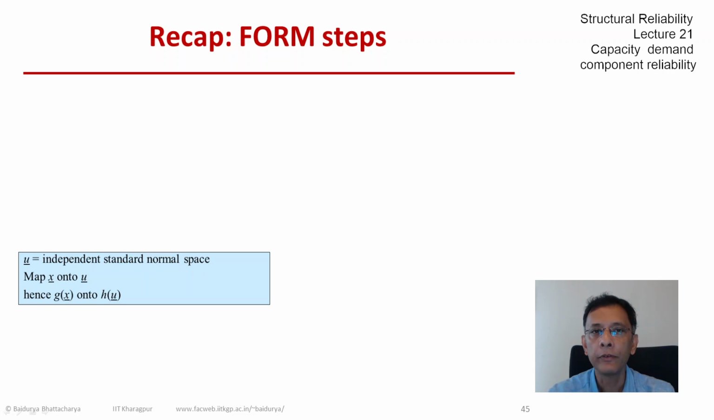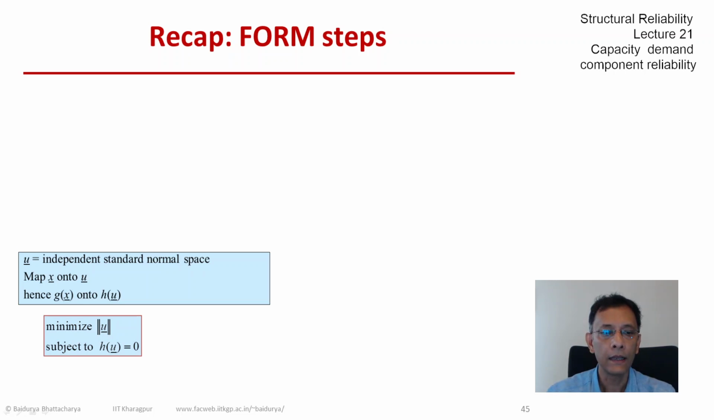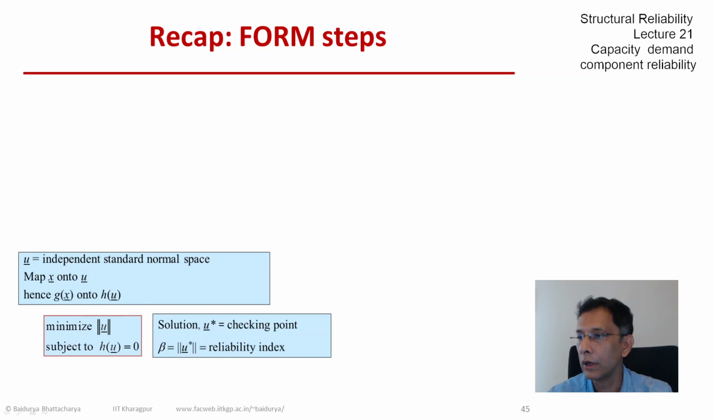First, we map X, the space of basic variables, onto U, the space of independent standard normal variables, and hence we map the limit state function G from X to U and obtain the new limit state function H. And then we find the minimum distance to the line H equals 0 from the origin, and that point is called the checking point, the optimal point.